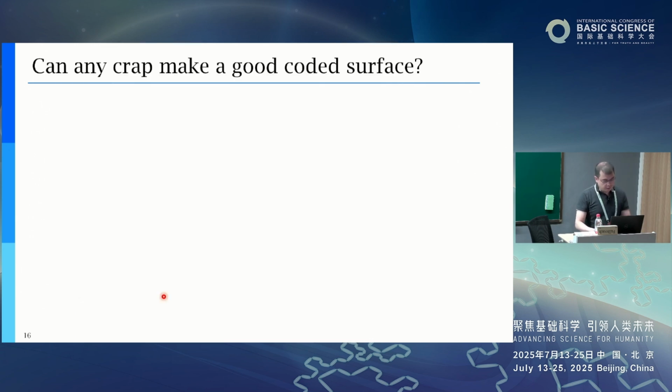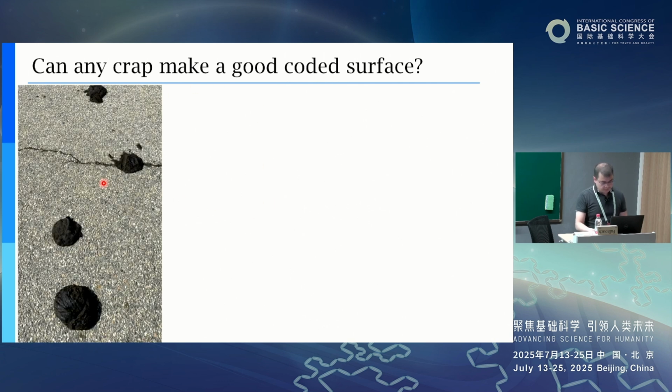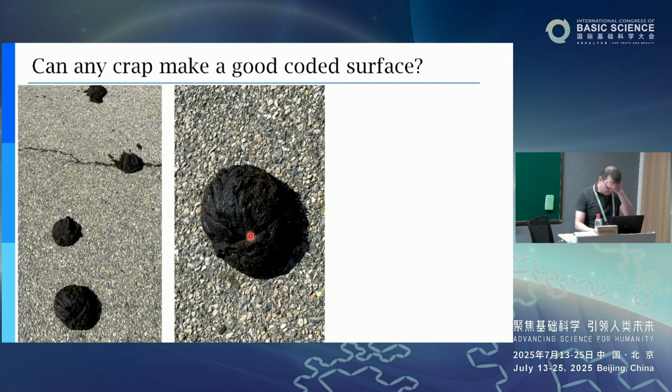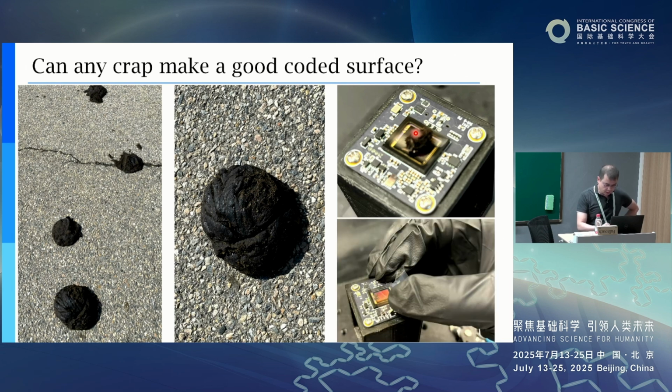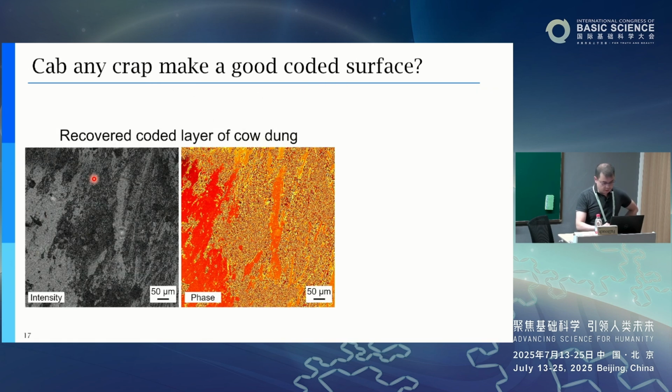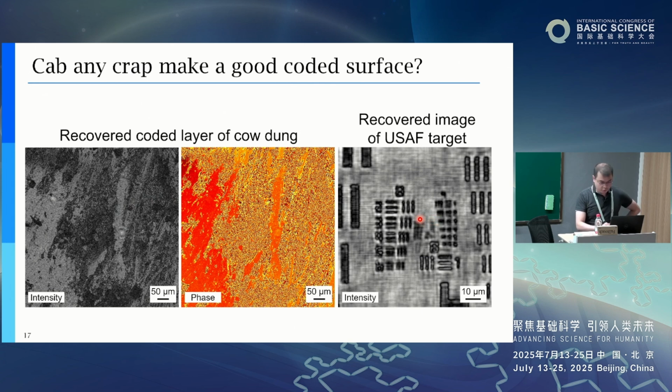Another question is, can we use any crab to make a good coated surface? For example, this is the farm on our campus. My student collected a piece of crab, put this on top of the image sensor, and made a smear of this piece of sheet on top of the image sensor. And this is the reconstructed intensity and phase image of that piece of crab. And this is the recovered resolution target. You can see here the performance is not good.